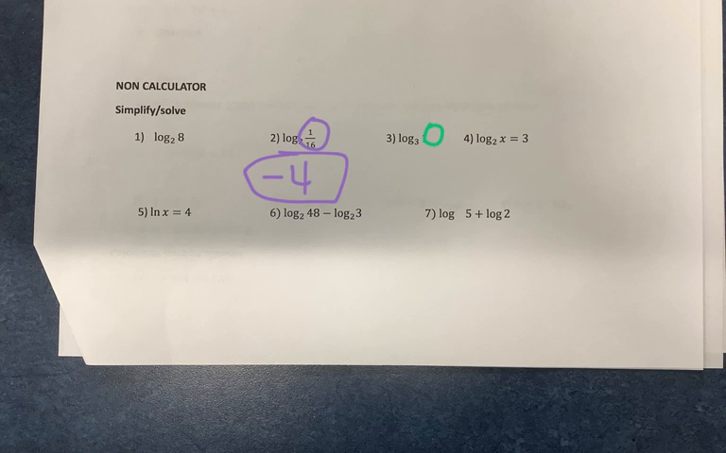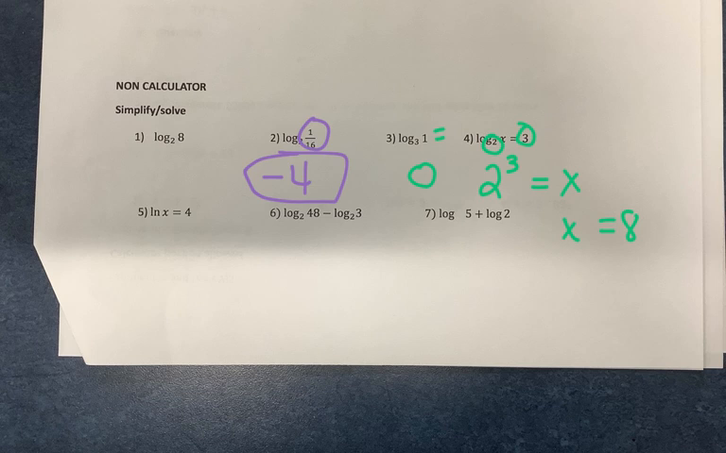Log of 1, no matter what the base, is going to be 0, because 3 to the 0 power is 1. So that's 0. And then this one here, we can use the definition: 2 is the base, exponent is 3, equals x, so x is 8.